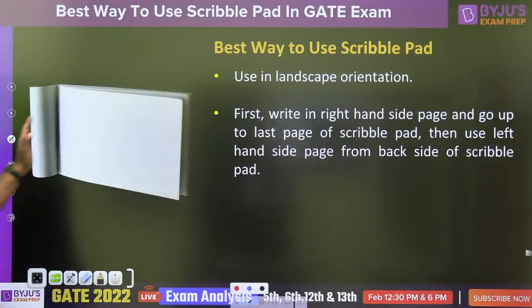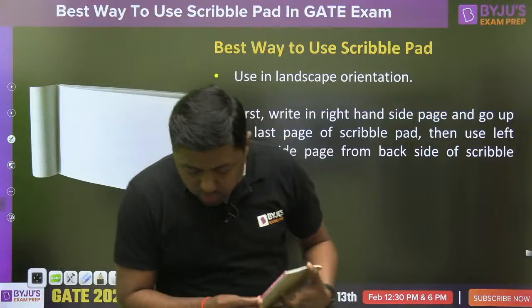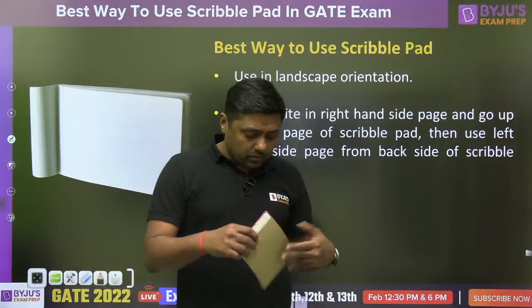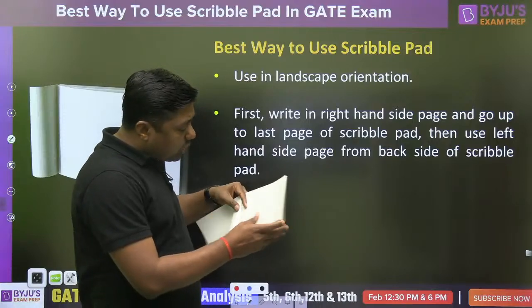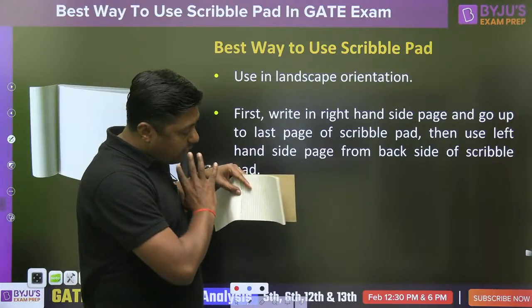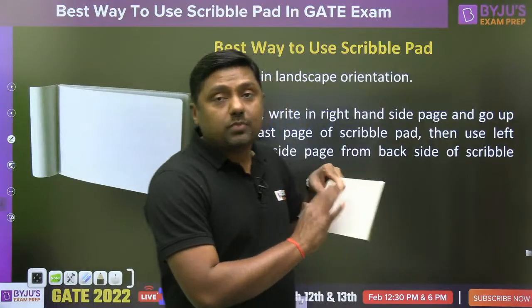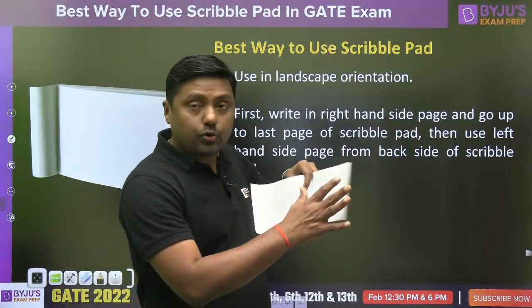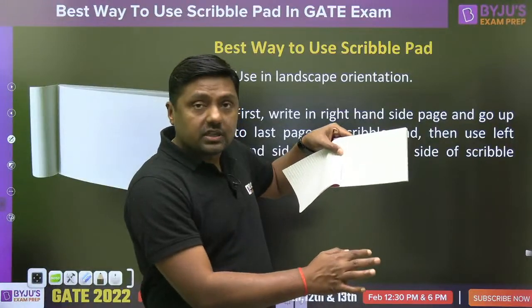Now that is the number of pages. Now what is the size? Please watch this one very carefully. This is a Scribble Pad. All these are blank pages. No doubt we have some lines, but they will provide you blank pages, both sides blank. That will be the size, 8 cross 6. That is the size.